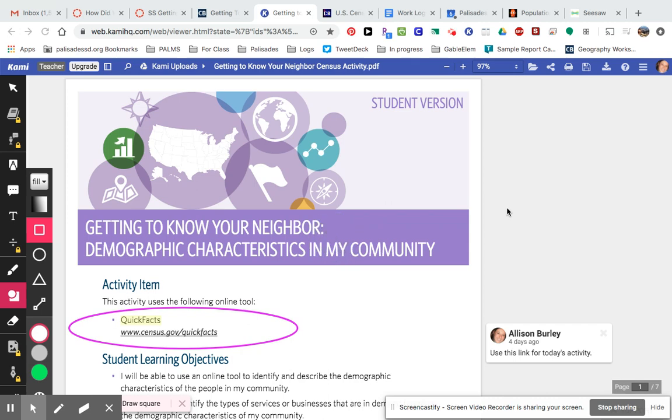Hey guys, last week we talked about the census, and what we learned is that every 10 years we do this count of our population, and that count gives us some incredible data that we can use. What I'd like to talk about this week is how we use that data to help make decisions, whether we're a business or a community or even an individual.